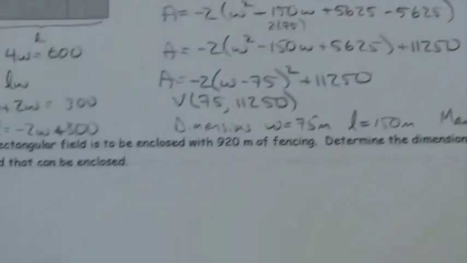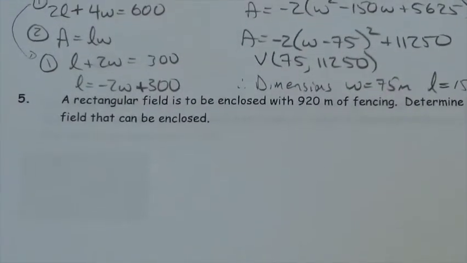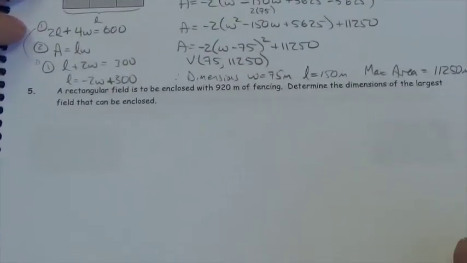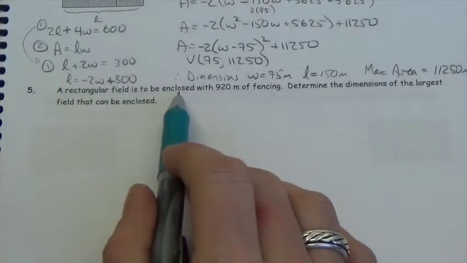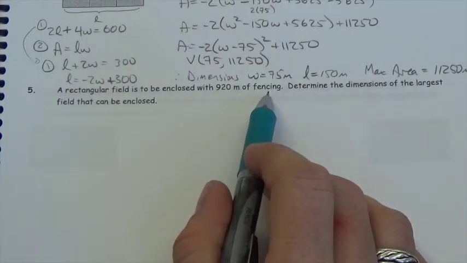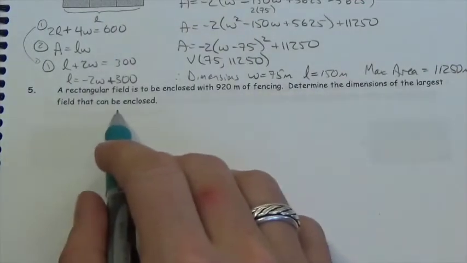All right, let's do one more. Back up a little bit here. So in this question we read that a rectangular field is enclosed with 920 meters of fencing. Determine the dimensions of the largest field that can be enclosed.